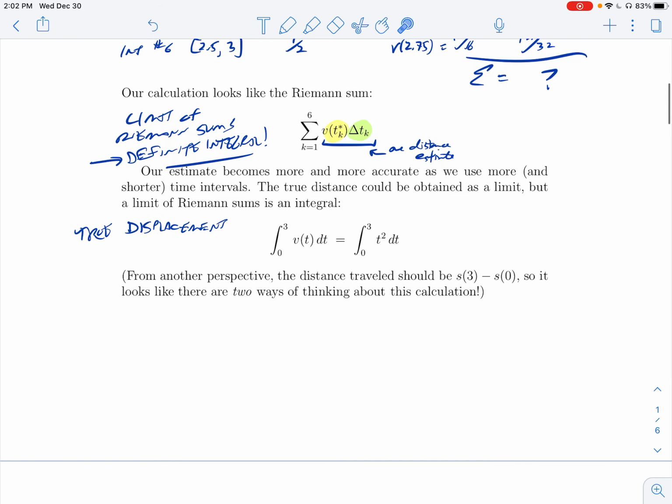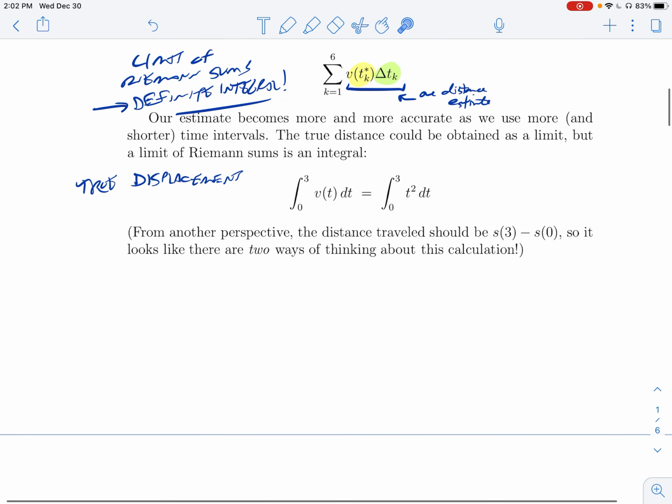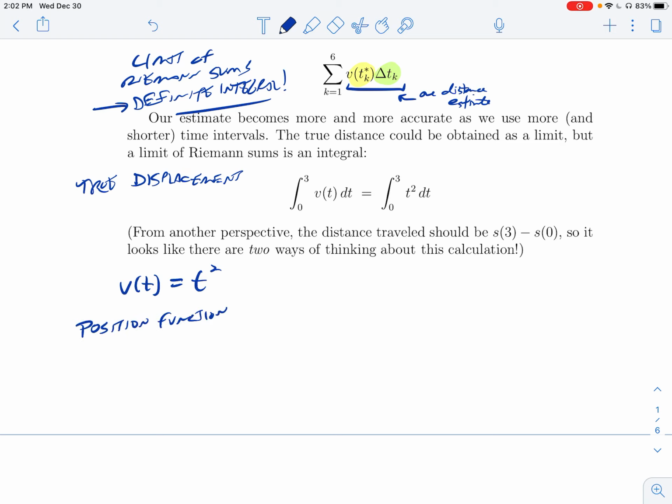But now there's actually a different perspective. We can think, all right, here is our velocity. It's t squared. There was some position function called s of t. And I'm not worried about what this is right now. It's just called s of t. So if we want to know the change in position from time 0 to time 3, we could just say, well, where was this particle at time 3? Where was this particle at time 0? And we'll subtract them.